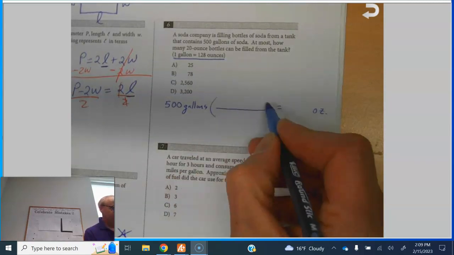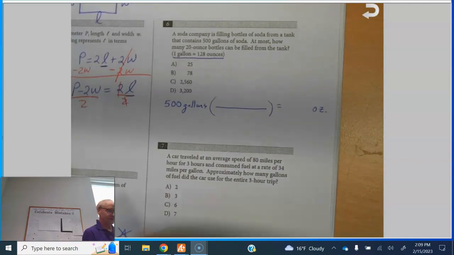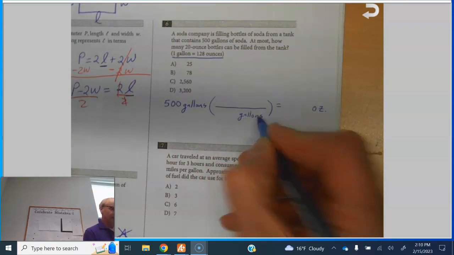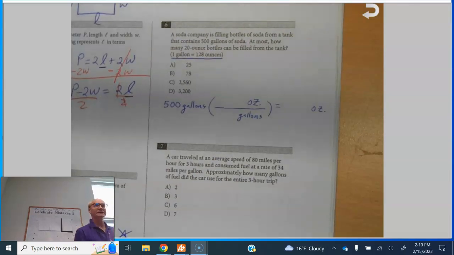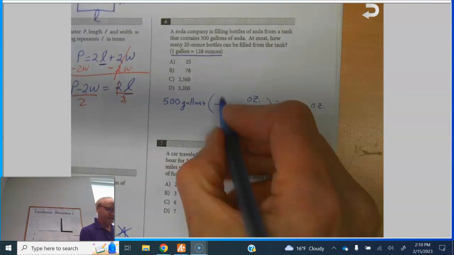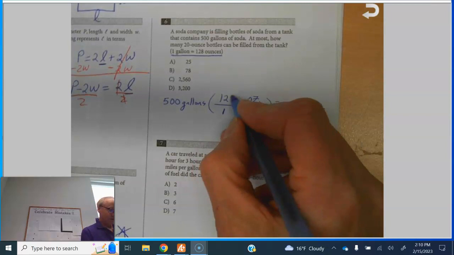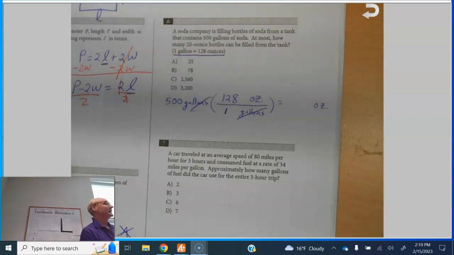Remember, when you do dimensional analysis, you want to put the units you want to get rid of below them, so I can get rid of the gallons. And I want to get ounces, so I put the ounces in the top so that the gallons cancel out. Which one gets the 1? Gallons and how many ounces? Now, when I multiply that, it's going to get rid of my gallons.